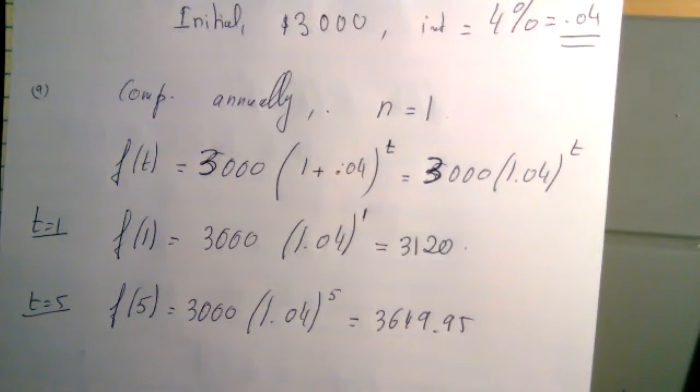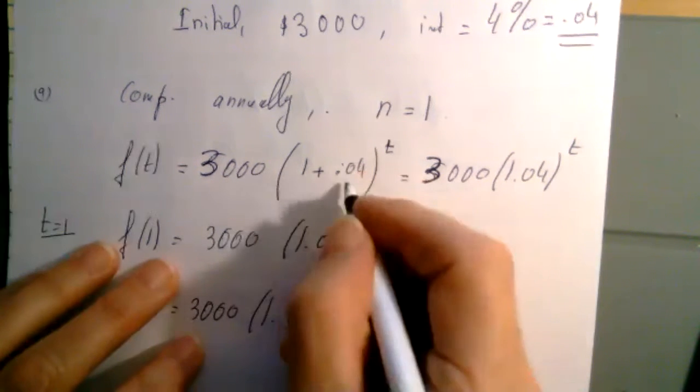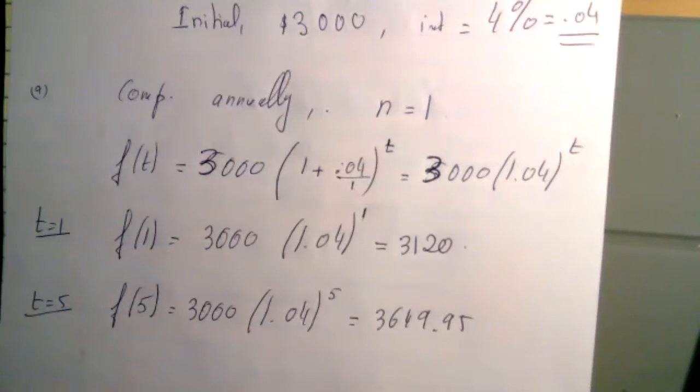I have a question. Yes, I'm listening. So what happened to the R over N? What is N in this particular scenario? 1. Right. Okay, that's what I was getting confused about. Annually means they pay you the interest how many times a year? Once. N is 1. Make sense? Very good.